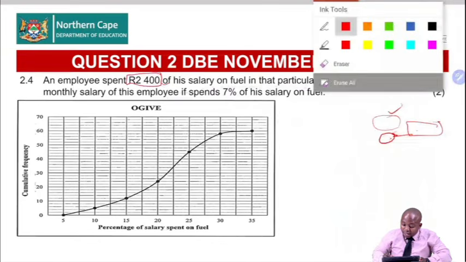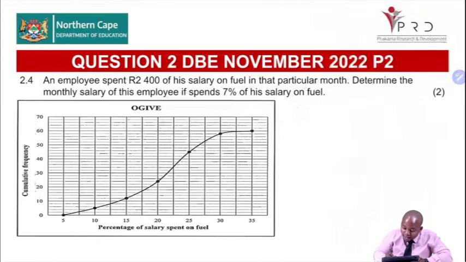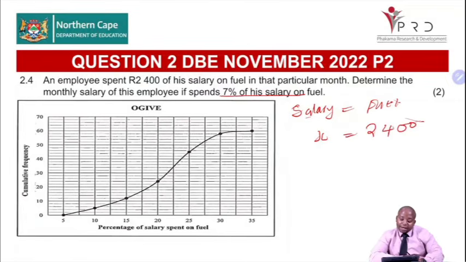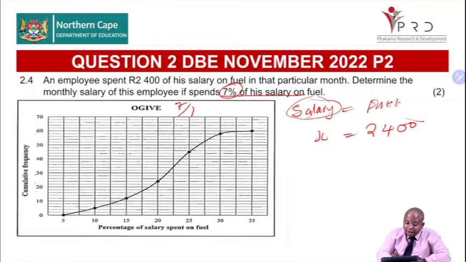The easier way you could have done this question is to say my salary is equal to my fuel. I've spent 7% of my salary. So I can say my salary is x, and my fuel, I spend an amount of 2,400. But from this salary, I didn't spend all of it. I spent 7% of it, and 7% is just 7 divided by 100, which is 0.07x.